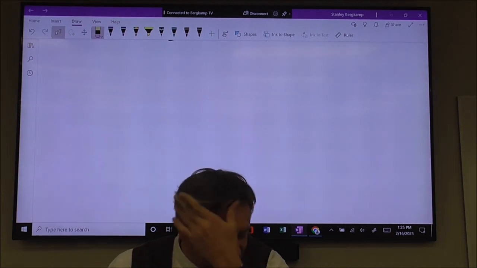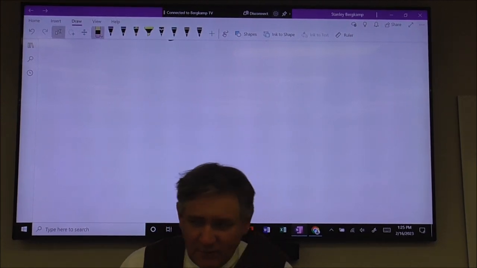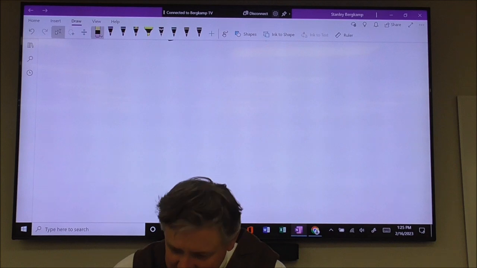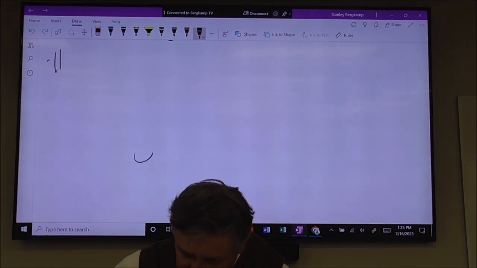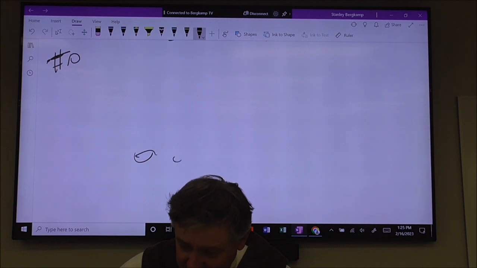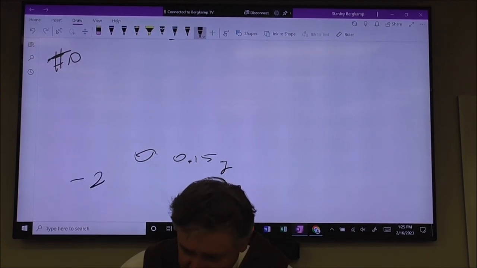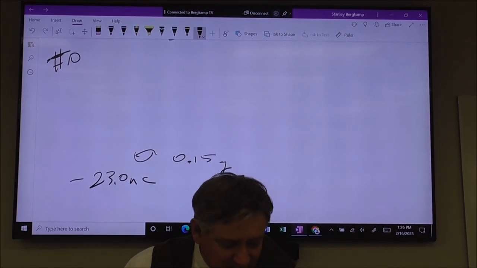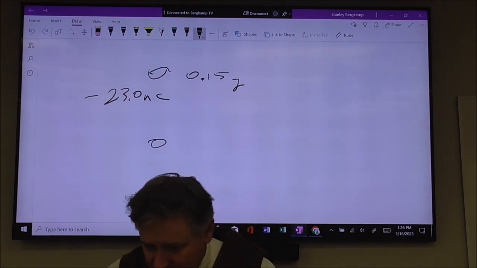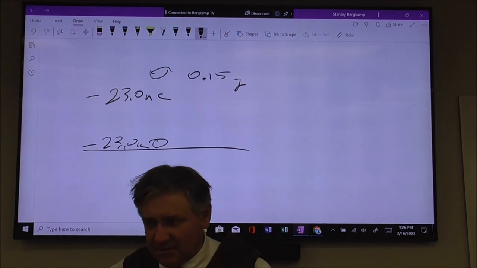Okay. So, let's talk about problem 10. This is kind of old school net forces kind of thing. So here's number 10. A small metal sphere has a mass of 0.15 kilograms, which isn't very much, 0.15 grams actually. And it's been charged to negative 23.0 nanocoulombs. It is directly above an identical sphere down here that has the exact same charge of negative 23.0 nanocoulombs, okay? And then the lower sphere is fixed, otherwise known as resting on the ground.